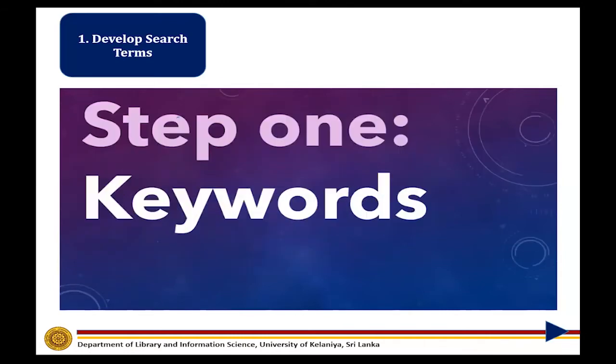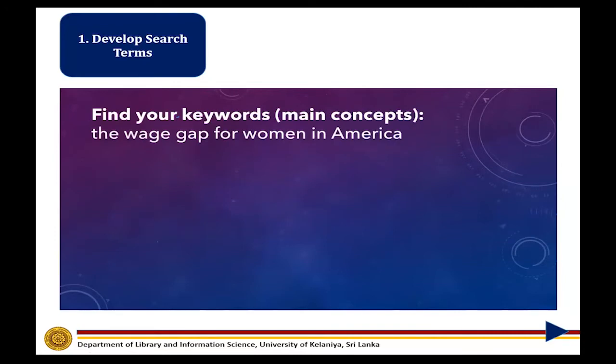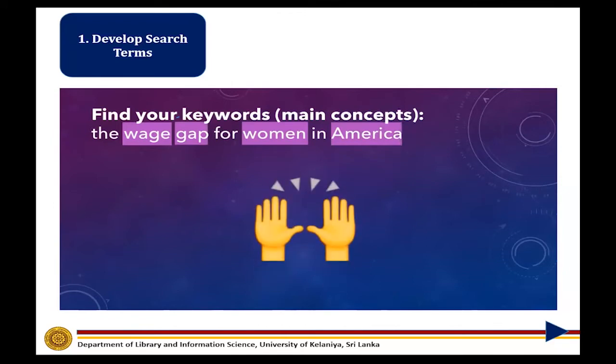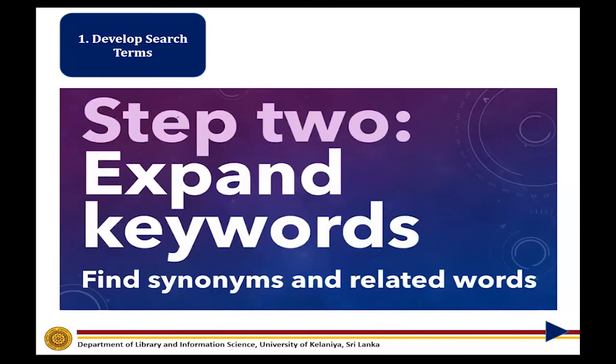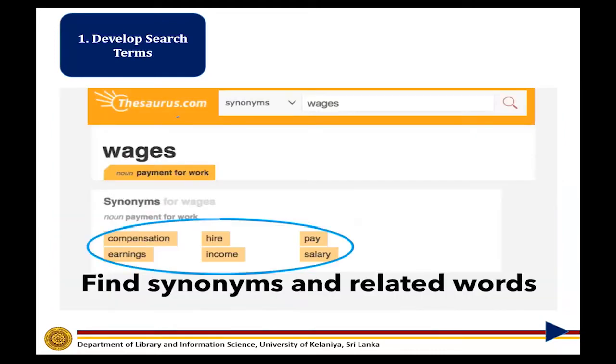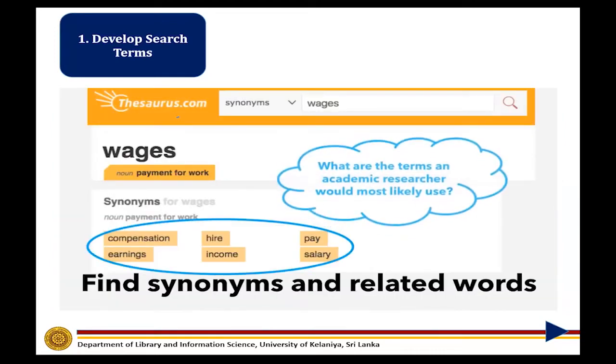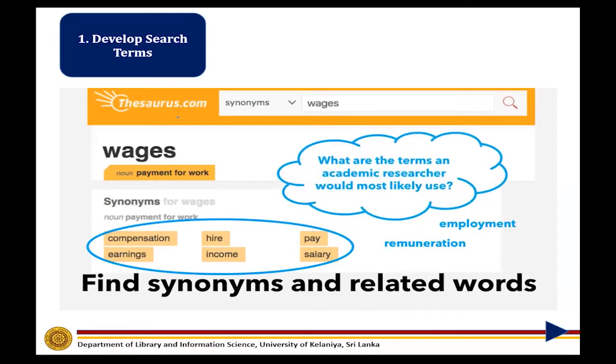Step 1, find your keywords. Pick out the main concepts in your research topic. Here, that's wage, gap, women, and America. That's all for step 1. Step 2, expand your keywords by finding synonyms and related words. Brainstorm and use a thesaurus to come up with more keywords. Think about the terms in academic research you are most likely to use.